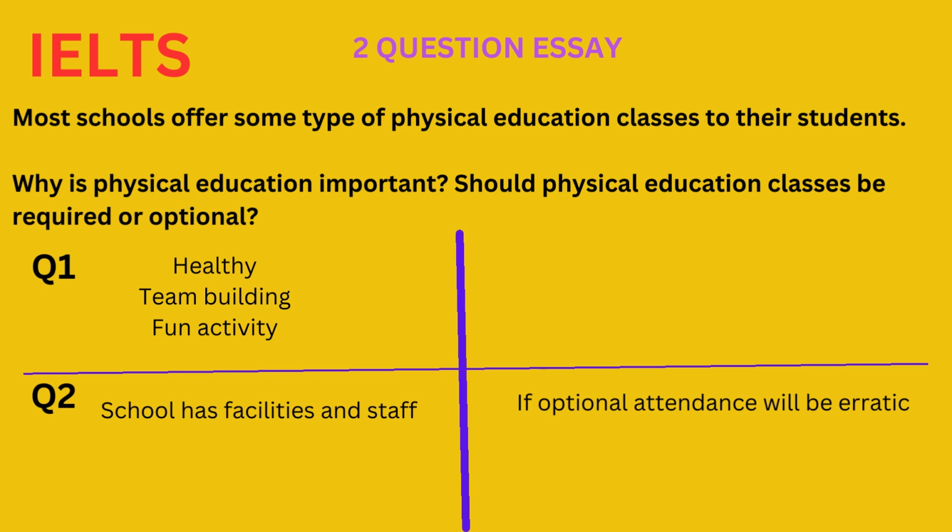Well, it's important because I think it's a healthy activity that gets everybody involved. It's team building in a school. The class builds the team, gives them some team spirit, and it's also a fun activity. So there are three aspects there that we can write about in our first body paragraph, and that's good. I don't see any negative aspects about having physical education in a school. I think it's very, very positive all the time with everything.